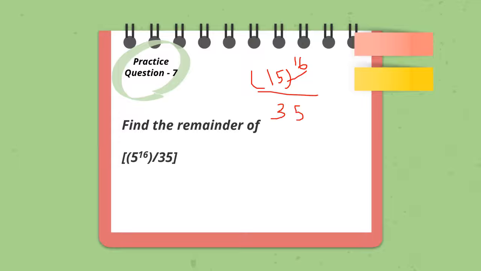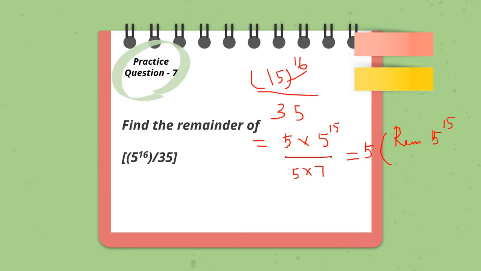So we can take this as 5 into 5 power 15 divided by 5 into 7. As per the concept, we'll take 5 out. So 5 into the remainder when you divide 5 to the power 15 by 7. Now this is going to be an easy process. So 5 to the power 15 divided by 7, again, we can take it this way.